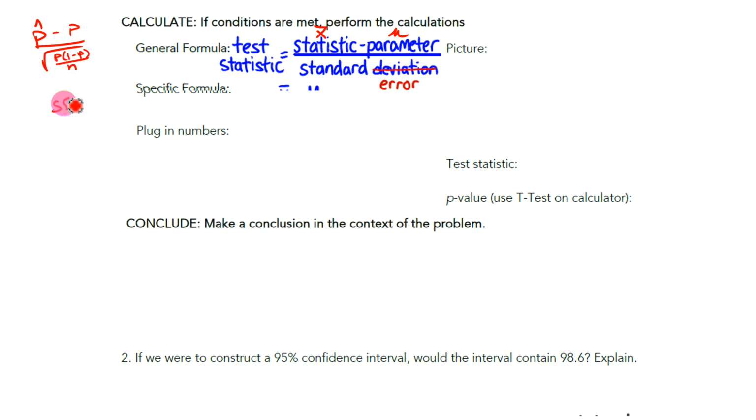Our standard error isn't the p times 1 minus p over n. Now our standard error is just s over the square root of n. So our specific formula, t, not z, is going to be x bar minus mu over s divided by the square root of n. So we plug in our numbers, and we can do this all in the calculator. Matter of fact, we should have done this kind of right from the get-go when we have our hypotheses. But I'll show you how to do it in the calculator here.